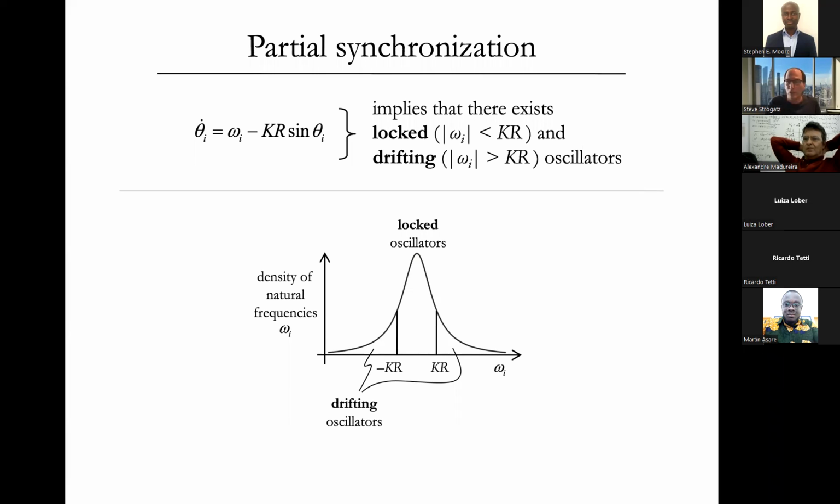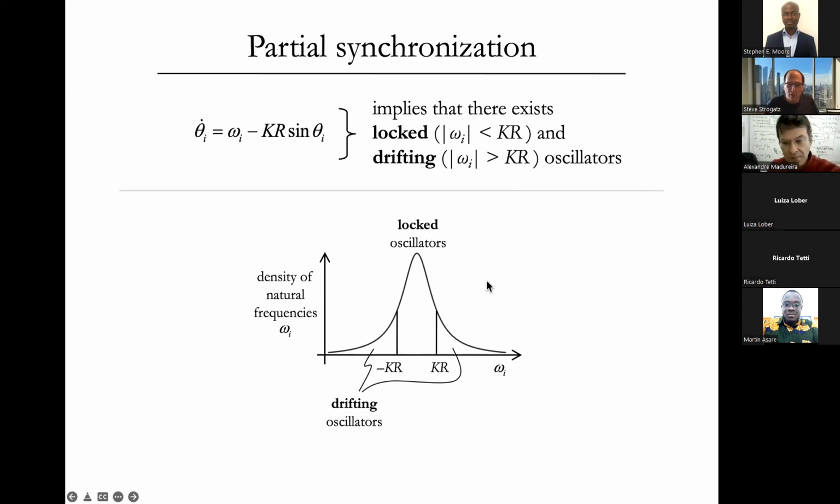Remember that the oscillators with their frequency in the middle of the distribution, the green and the yellow and the orange, they appeared frozen. Those are what I'm calling locked oscillators. And this analysis shows that they're all the ones whose frequencies lie within a distance kr of the mean. Whereas the drifting oscillators are the ones in the tails. Those were the red and blue and purple oscillators that we saw running around. So this analysis instantly predicts the splitting that we saw in the simulation.